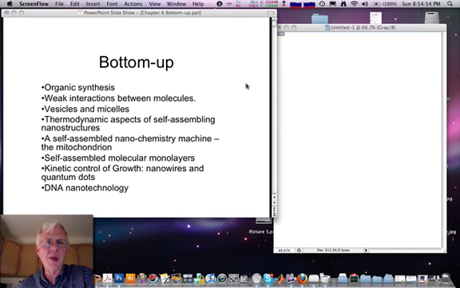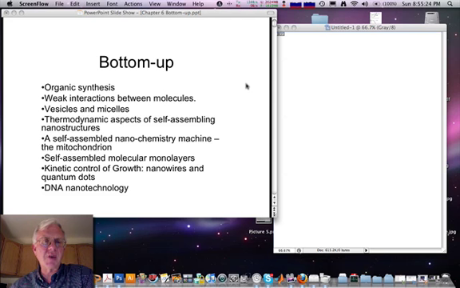So, for example, pushing oily molecules together in a watery solution. Vesicles and micelles are structures that come from that type of self-assembly. And we'll talk a little bit about the thermodynamic aspects of self-assembly. We'll give an illustration of a self-assembled machine that resides inside the cell, the mitochondrion, based on this self-assembly of fatty molecules in the presence of water molecules.